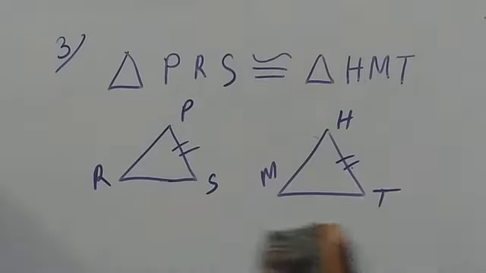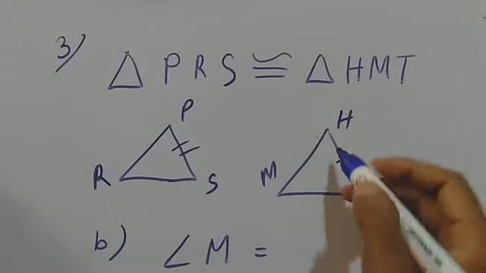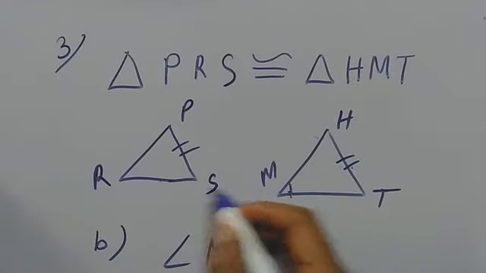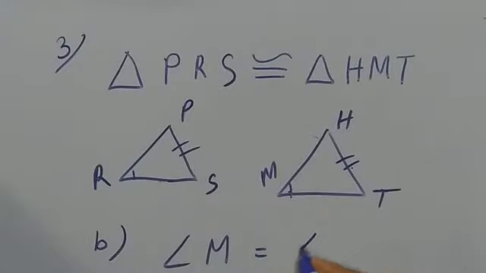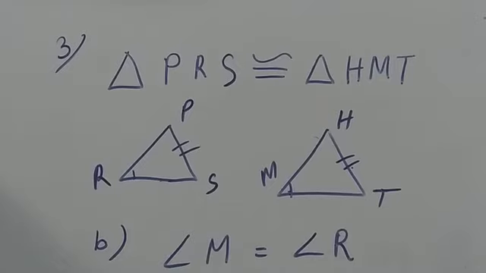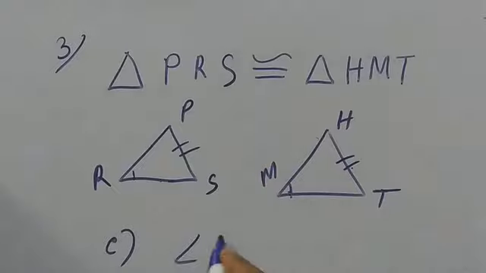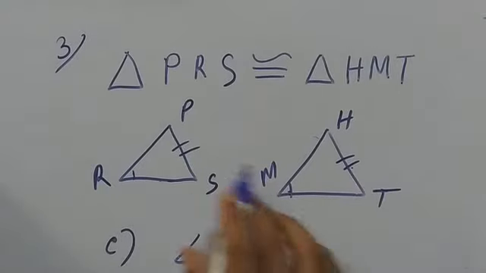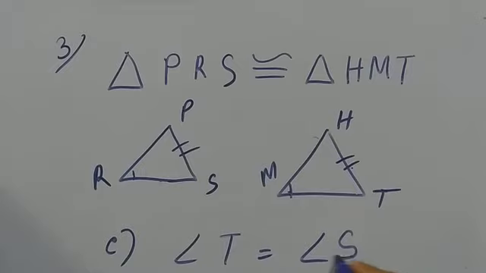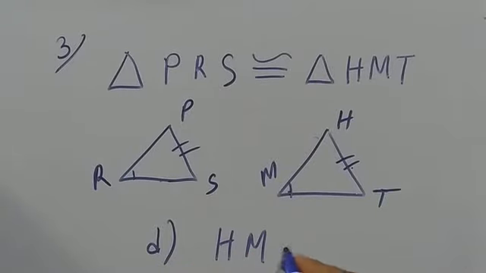Now what will be B? Angle M. This angle M will be equal to angle R. Their corresponding sides and angles will be equal. Then angle T will be equal to angle S. And the last one, HM. This side HM will be equal to PR.